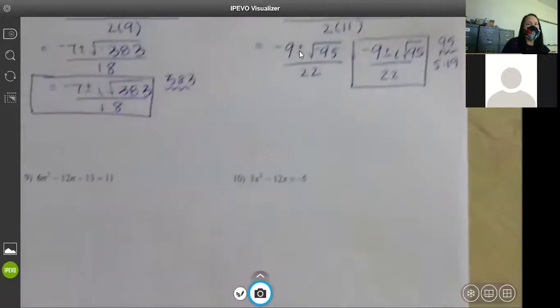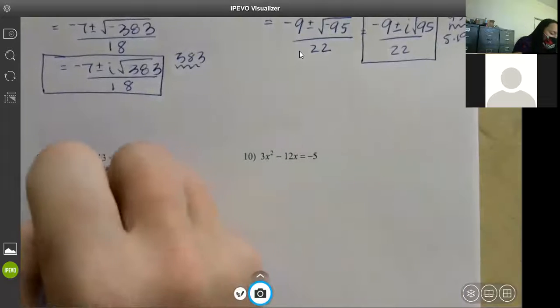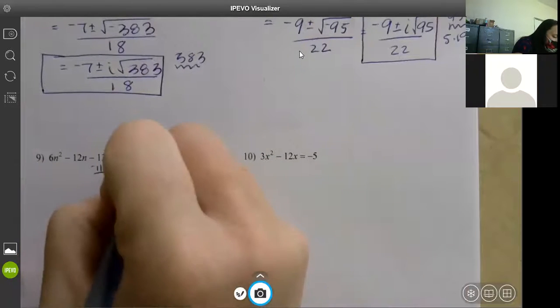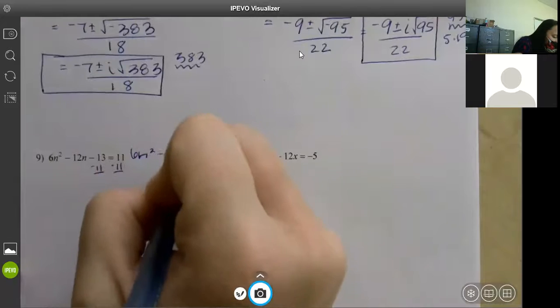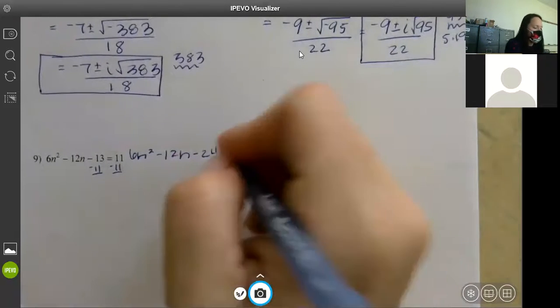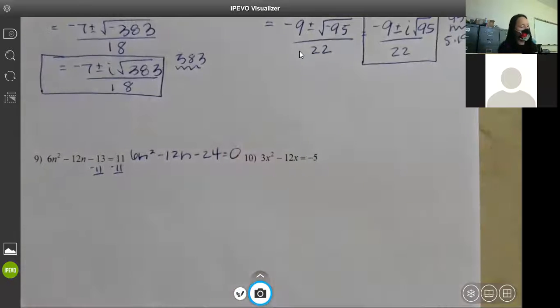All right. Number 9, we've got to move the 11, so I'm going to subtract 11. We get 6n squared minus 12n minus 24. What do you notice about all of those numbers? Yeah, so you can take that 6 out right now and use different numbers for your A, B, and C. But again, I'm going to go ahead and use them in there. And the reason I'm going to use them is so I can show you how to simplify it in the end. That's all it is.